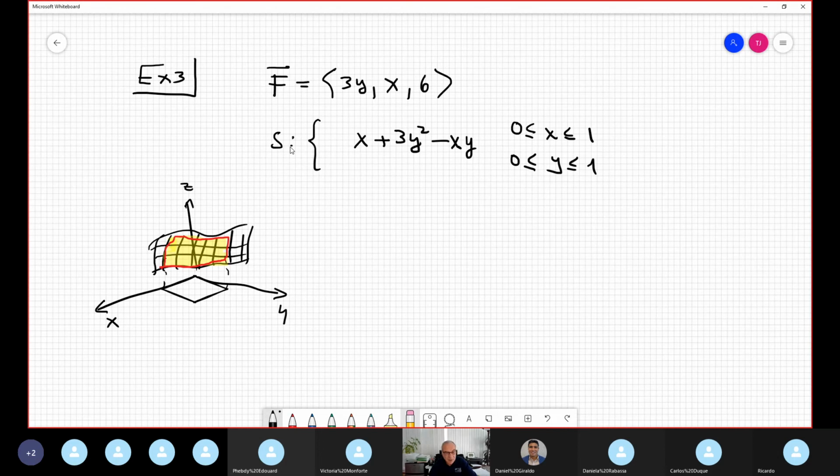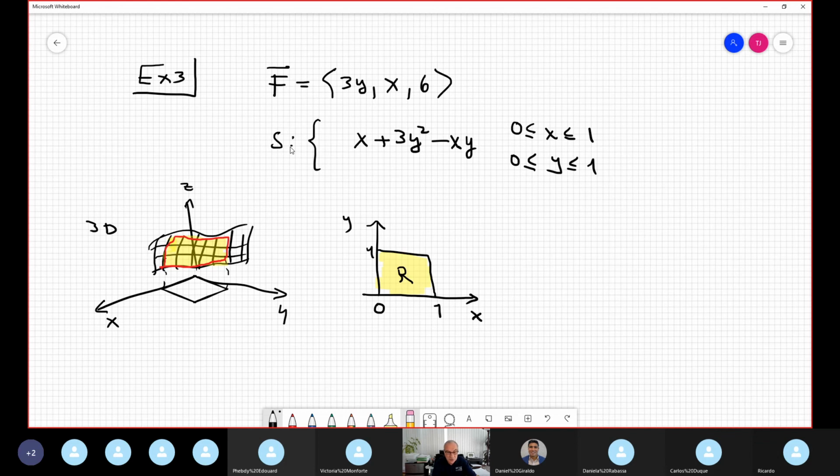I don't like 3D sketch. Basically, I like 2D sketch because 2D sketch is a square. Unit square, with corners at 1, 1, 0. This is my region R. It's given in the problem, so I take advantage of this.